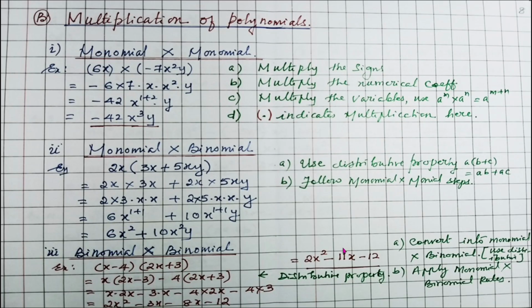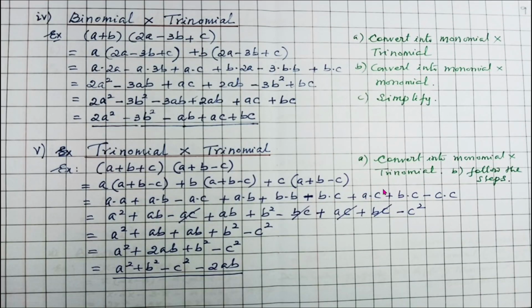Please correct it and see that the answer is 2x square minus 5x, because minus this becomes plus 3 and minus 8, that becomes minus 5x here, and the answer will be minus 12. So 2x square minus 5x minus 12 is the answer for this particular product. Please remember that. Now coming to the next important multiplication, that is binomial into trinomial.